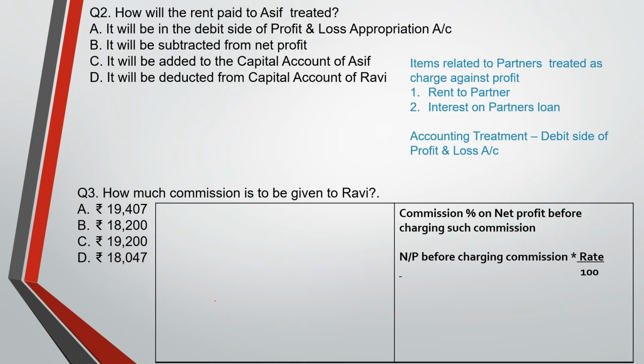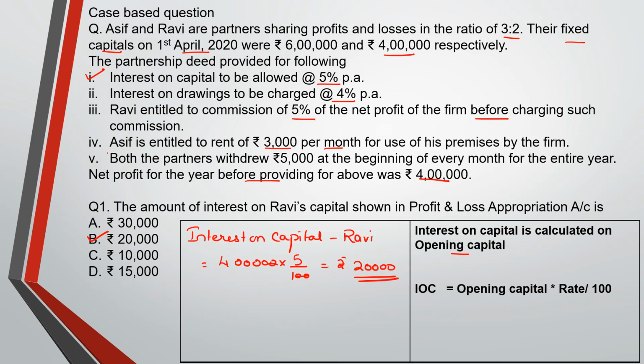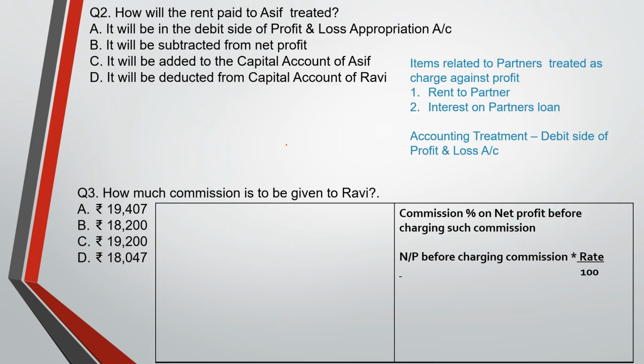Moving further, I go to the next question, which is how will the rent paid to Asif be treated? Now, let's go back to the question and see. They have said in this fourth point, Asif is entitled to rent of 3,000 per month for use of his premises by the firm. Now, important concept here: there are certain items of payments made to the partner which are treated as charge against profit. What are those? There are only two items.